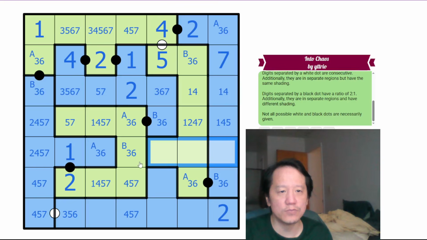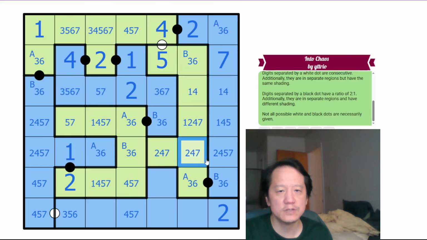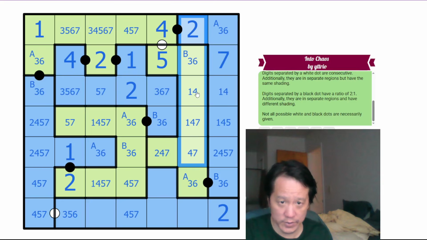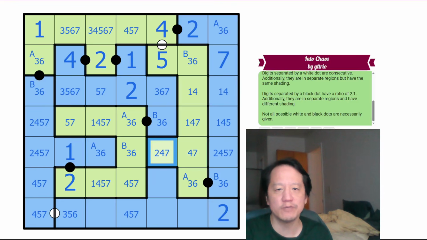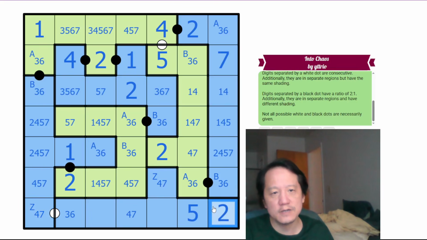Remaining digits in row 5: 2, 4, 5, 7. No 5 in either of these because of 5 in the region. No 2 here because of 2 in the column. This is 1, 4, 7 as a triplet, which eliminates 1, 4, 7 in the rest of the region. So this can't be 4, 7, it's 2. That leaves this as a 5 there. So this can't be 5 here. No 5 here. So this is either 3, 4, or 6, 7 here. This digit must be the same as that one. So we'll mark that as Z.